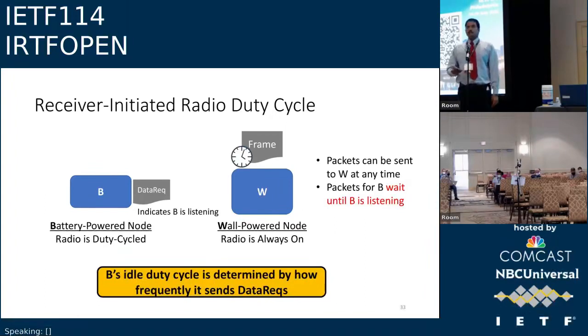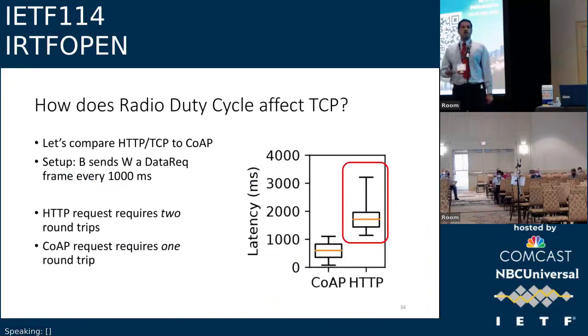Okay, so now let me talk about what this means for TCP operation. And I'll do this by comparing HTTP over TCP to CoAP. CoAP is a REST-based protocol running on top of UDP. And in our setup, we had B send W a data request frame every 1 second. Basically, it wakes up to listen for packets every 1 second, and that allows it to get a really low duty cycle. Now, the key difference between HTTP and CoAP here is that HTTP requires 2 round trips, whereas CoAP only requires 1 round trip.